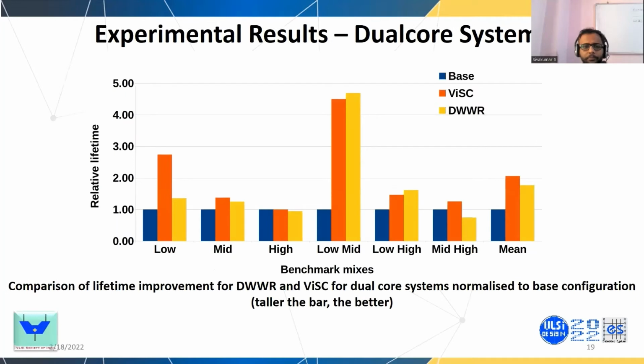For the dual core systems, we categorized our benchmarks into low, mid, high, and low-mid, low-high, and mid-high. In low combinations, we ran 2 separate benchmarks from this category on 2 different cores. For low-mid and low-high, we tried 1 benchmark each from 1 category on a core. So in dual core also, we could achieve around 2 times better lifetime when compared to baseline, and approximately 20% better performance when compared to DWWR.